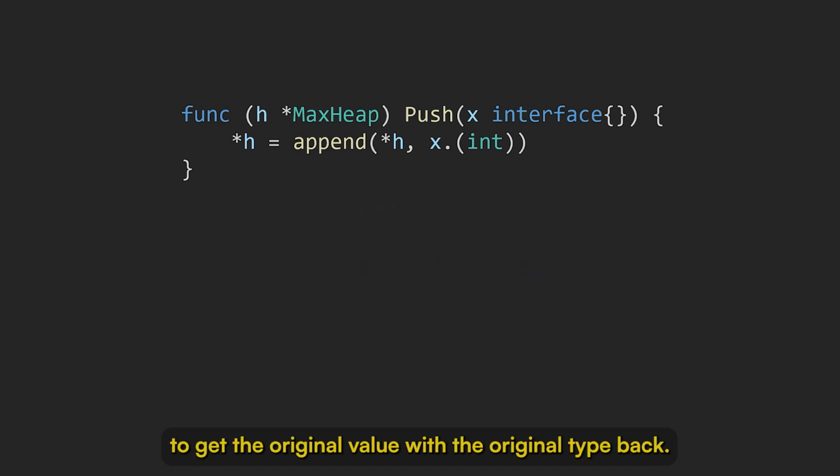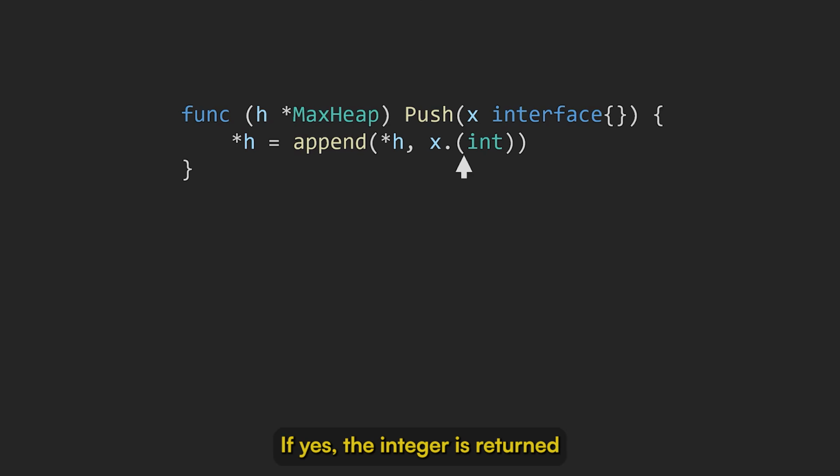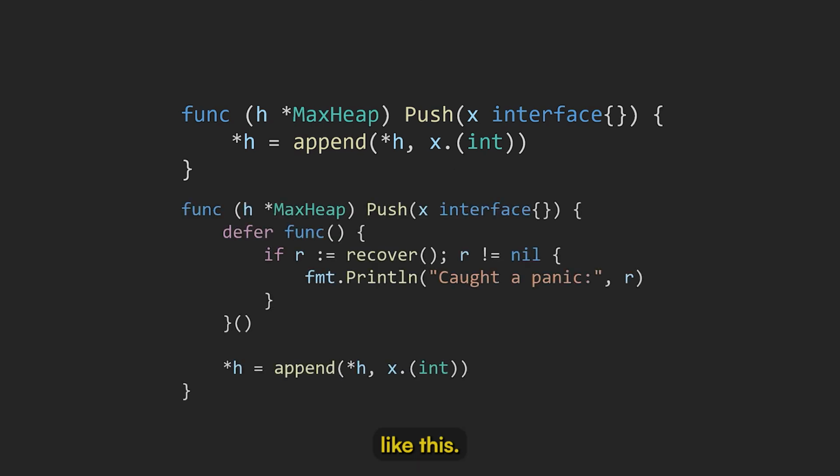To get the original value with the original type back, we use type assertion on the interface variable. Here, we are asserting if x is of type int or not. If yes, the integer is returned and is appended to the array. If no, we get a runtime panic, which can be caught using the defer panic pattern like this.